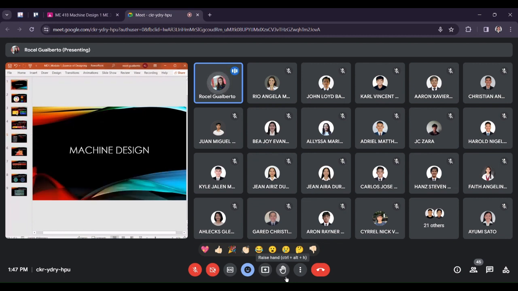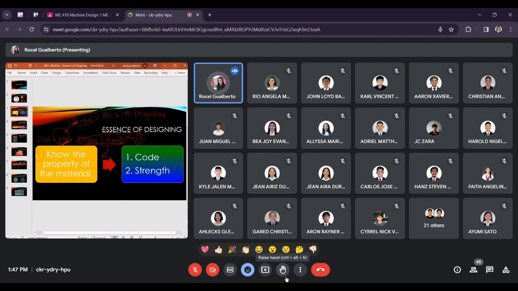Okay? So, going back, that is our code. Knowing the property of the material as to the code. The second, know the property of the material as to the strength. Okay? So, what is the property of the material as to the strength?